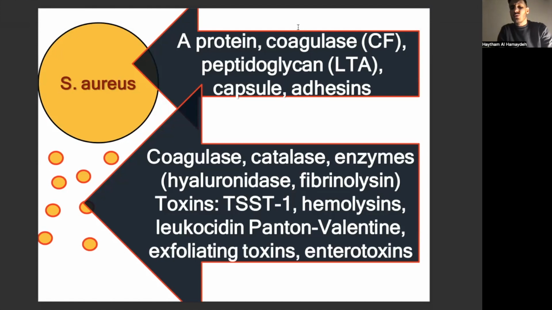But let's discuss leukocidin, Panton-Valentine here. From the word leukocidin, we can understand that leukocidin is able to break down white blood cells. And exfoliating toxins are toxins that help break down or separate the epidermis from the dermis. So you can see that aureus can cause infections to the skin that are very dangerous.